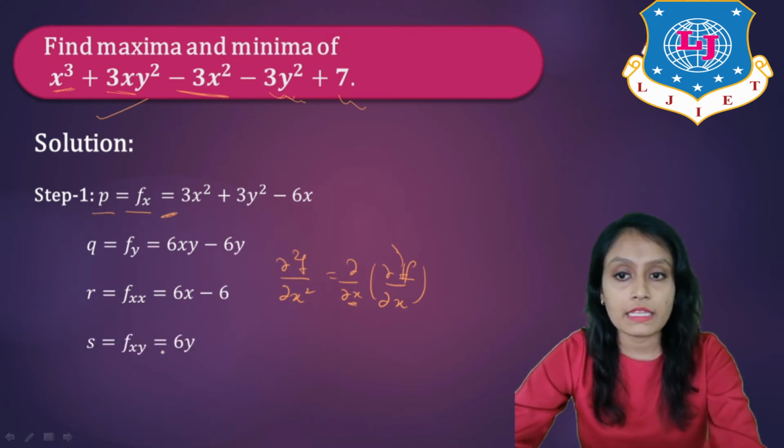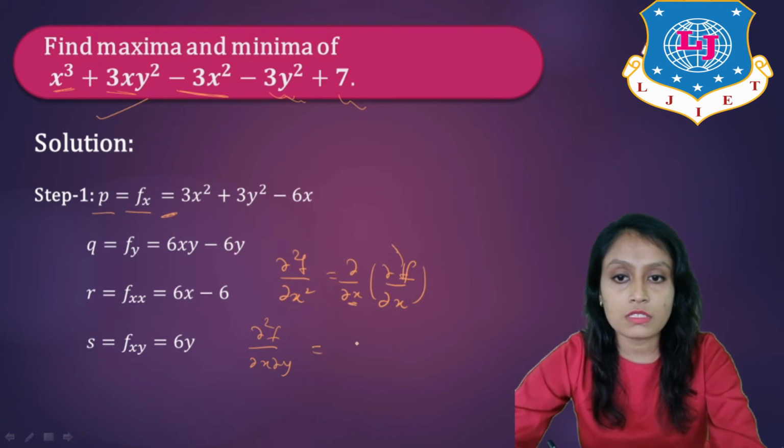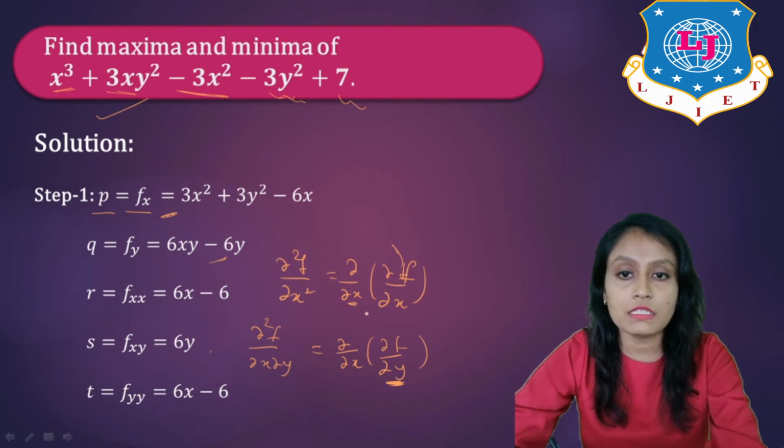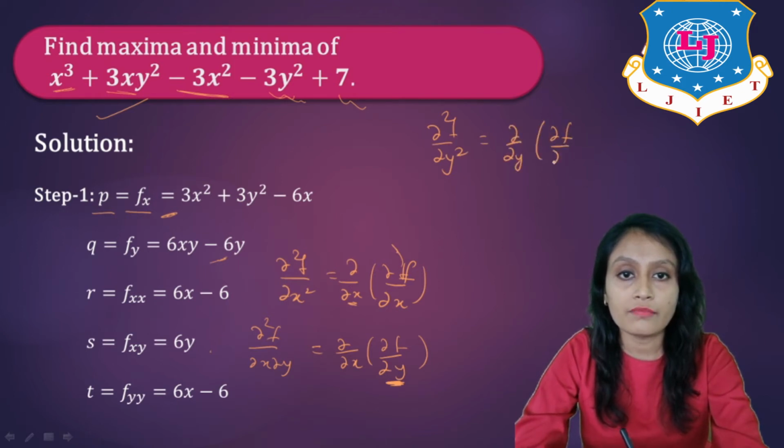Next, s is fxy, that is del square f by del x del y. So this is del by del x of del f by del y. Okay, so you have to differentiate this del f by del y, that is this fy, with respect to x. So you will get 6y. Next one t, that is fyy, means del square f by del y square. So this is del by del y of del f by del y.